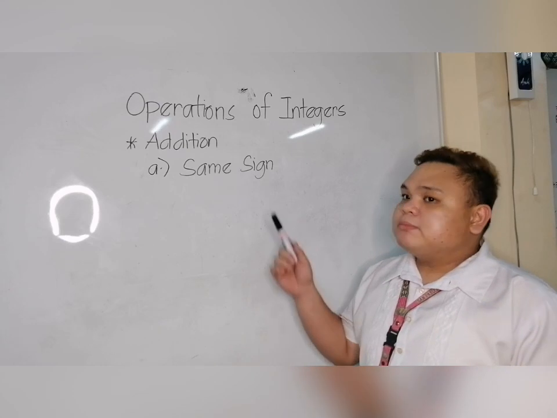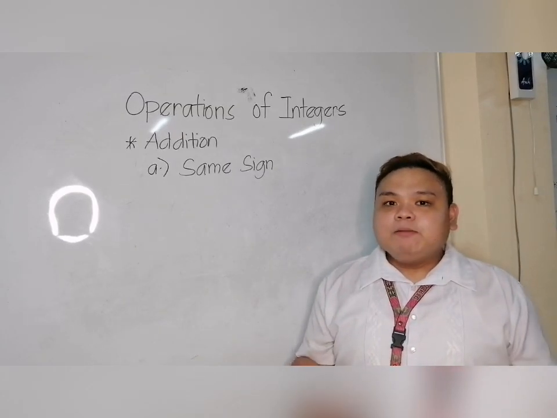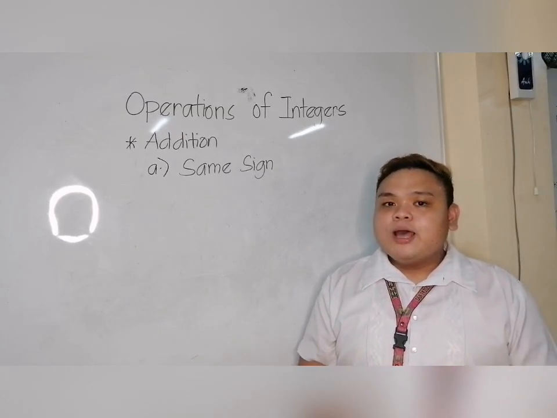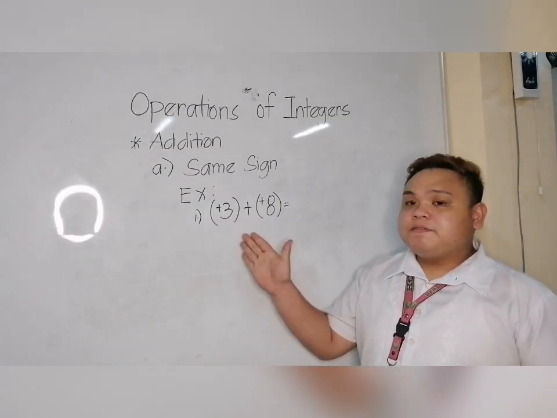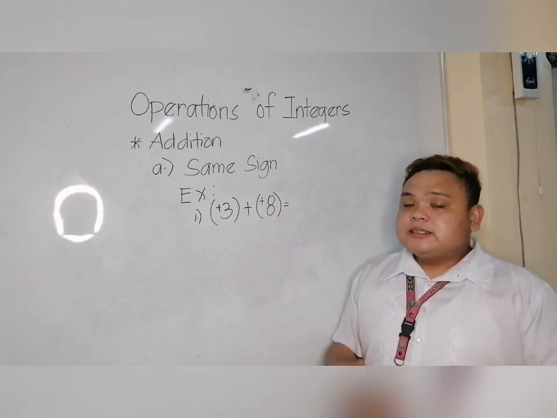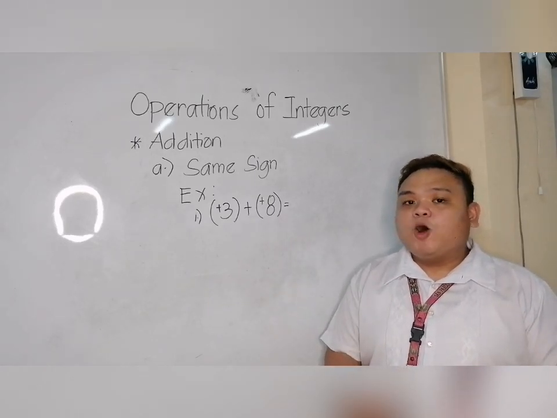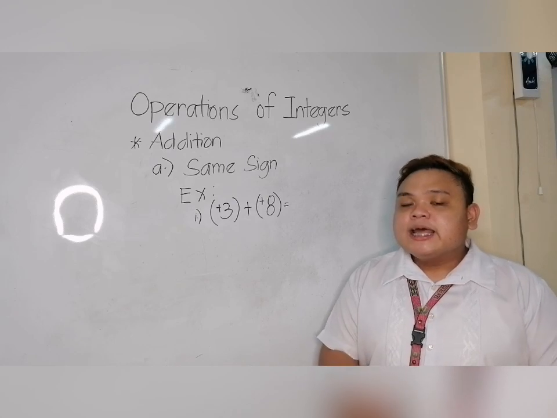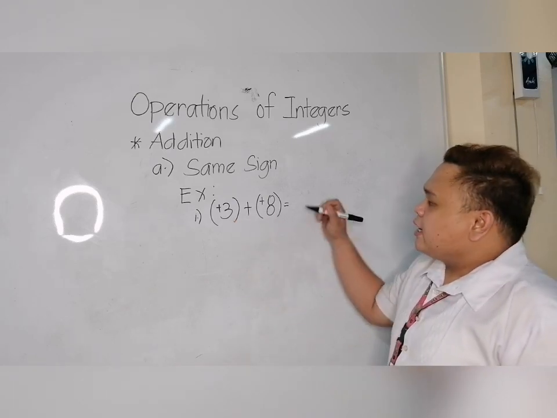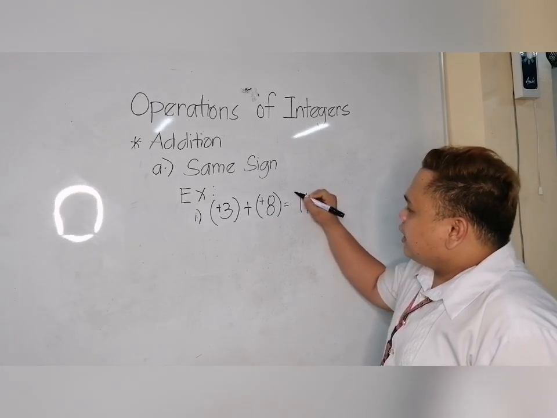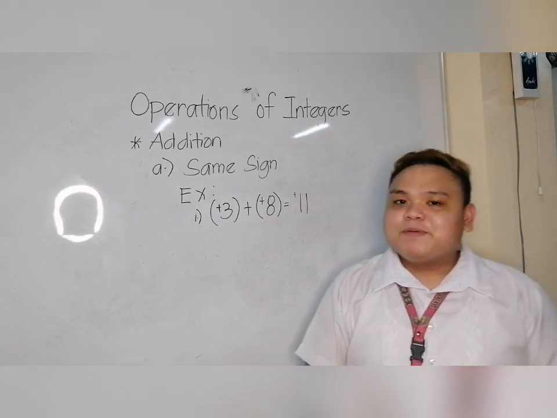Let's have first same-signed integers. For same-signed integers, all we need to do is to add the absolute value of the numbers and copy their sign. For example, let's have positive 3 plus positive 8. Since both of them are positive, all we need to do is to add the numbers, then copy the common signs. In that case, we have 3 plus 8, that is 11. And since both of them are positive, just copy the positive sign.